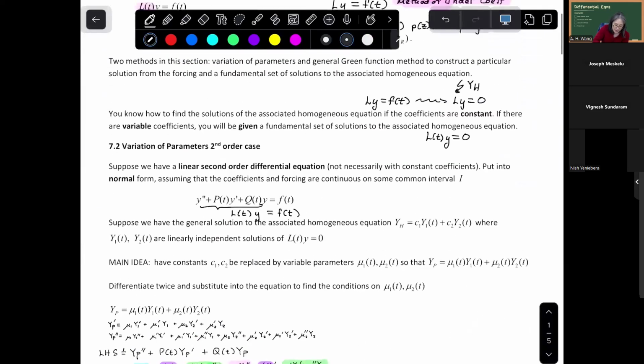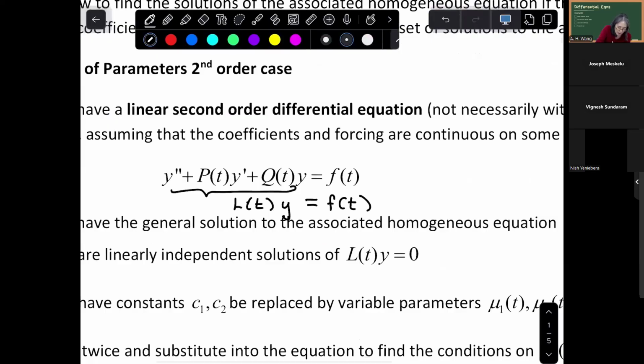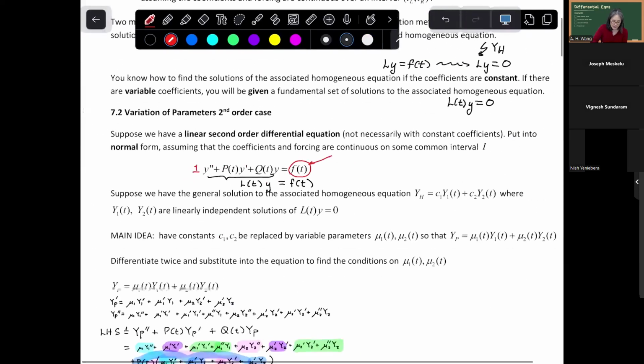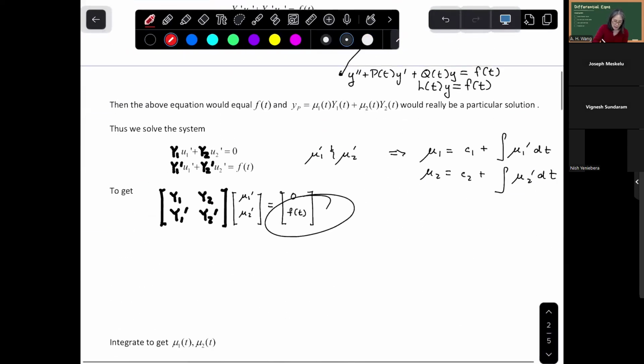Now, where everybody makes the mistake is that they have the wrong f of t. And the reason why is they didn't put it into normal form. Because if you had something here and you divided through by it to get a 1, that will change your f of t. So you must make sure that this is in normal form. That is the key thing. That's where everybody makes the mistake.